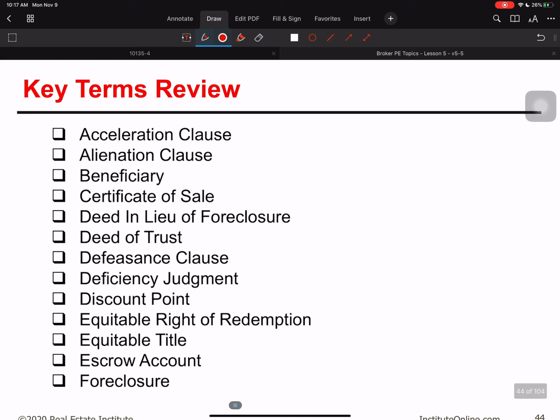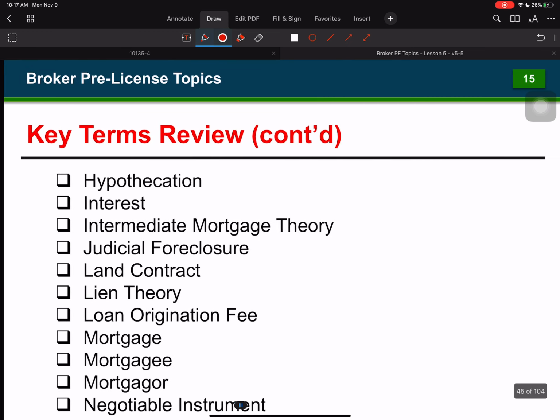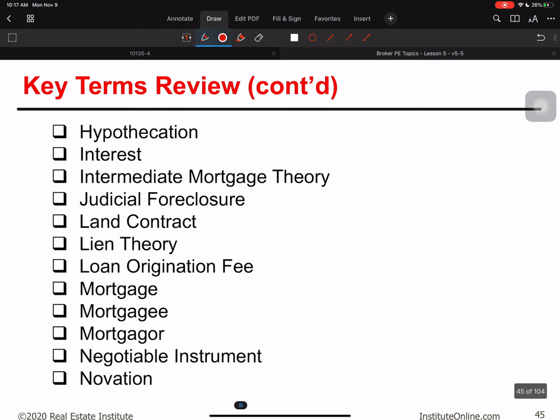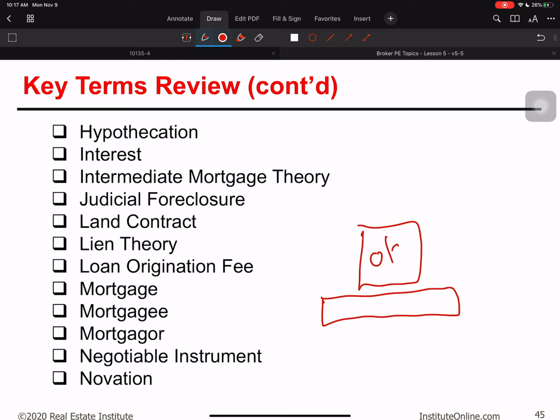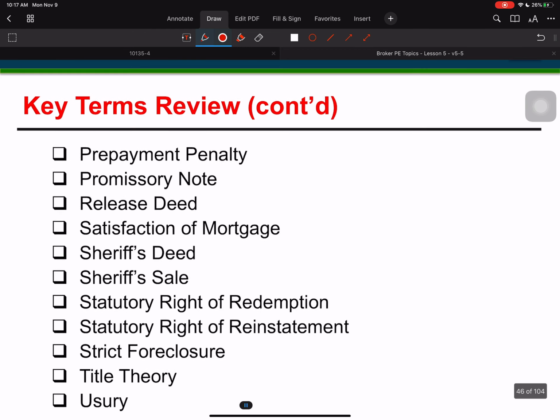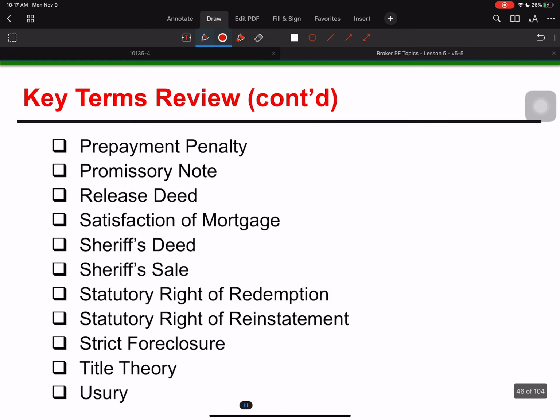These are your vocab, so you can pause here. Here's some more. Remember novation. Think of the shredder: here's the old contract, and when it comes out of the shredder, we get a new contract. Novation. There's no usury in Illinois, and there's no prepayment penalty in Illinois. So you guys can pause here as well.